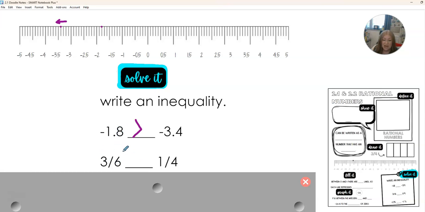Okay, now we have some fractions we're going to compare. So we have 3/6. So I'm going to think about, what do I know about 3 and 6? And I can simplify that. 3 and 6 can both be divided by 3. 3 is their greatest common factor. 3 divided by 3 is 1, and 6 divided by 3 is 2. This is the same thing as 1/2.